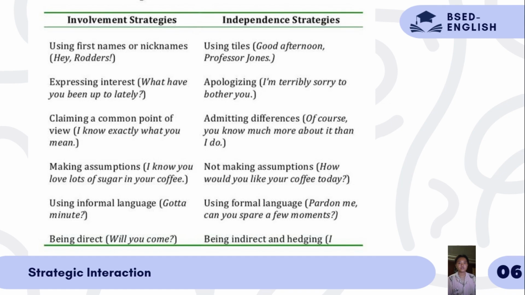The second class of face strategies is known as independence strategies. These are strategies we use to establish or maintain distance from the people with whom we are interacting, either because we are not their friend or, more commonly, because we wish to show them respect by not imposing on them. They include using more formal language and terms of address, trying to minimize the imposition, being indirect, apologizing, and trying to depersonalize the conversation.